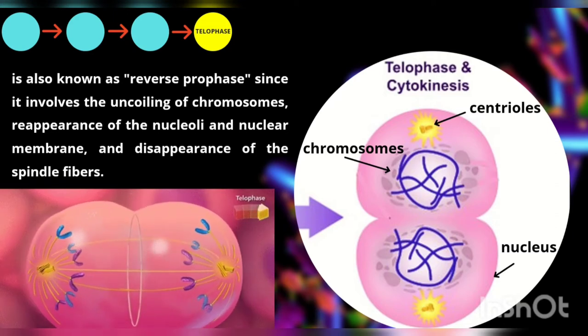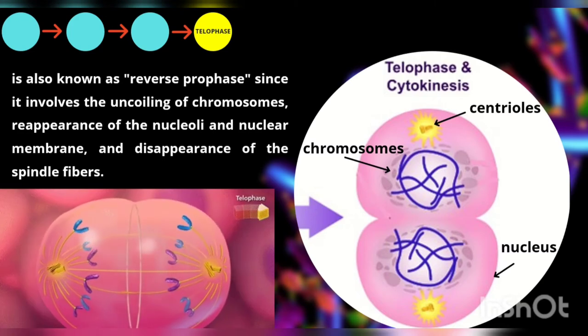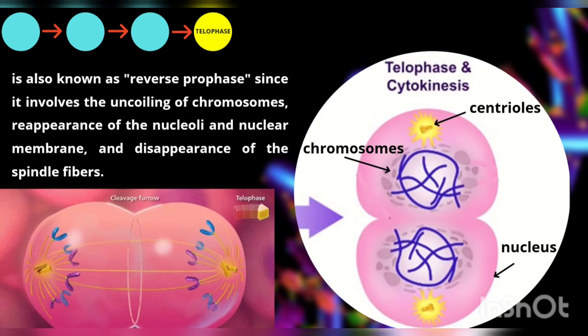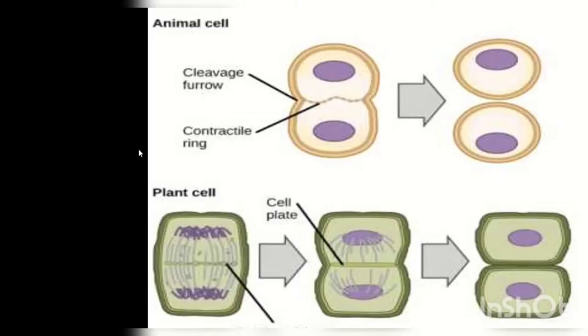Centrioles and all organelles are distributed in each daughter cell. Complete separation of the cytoplasm produces two identical diploid daughter cells. Cytokinesis is the final event of the cell cycle and is the process that divides one cell into two daughter cells.